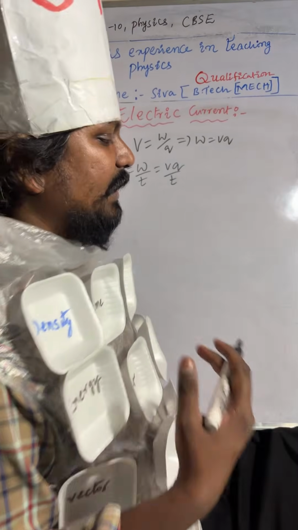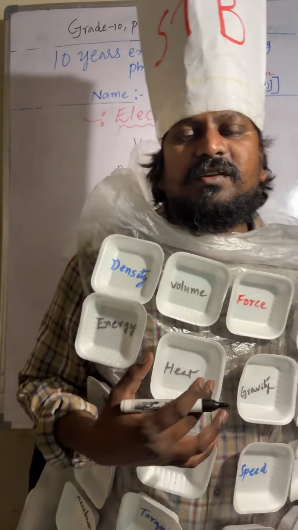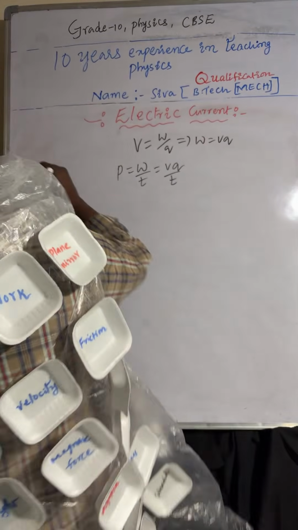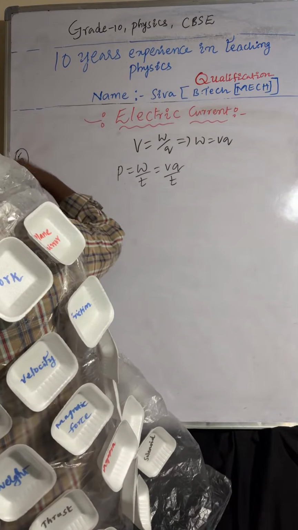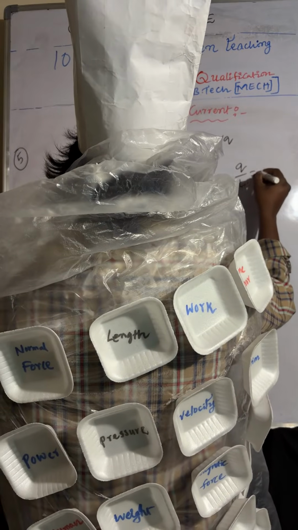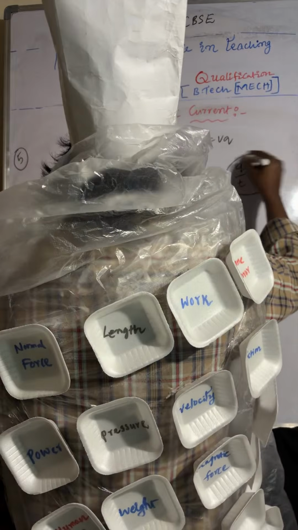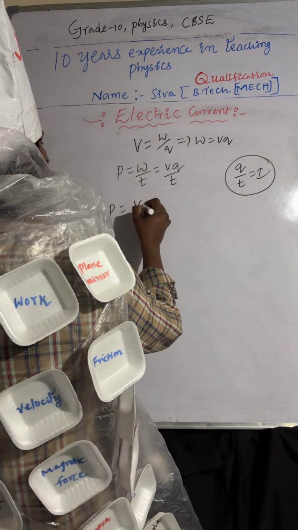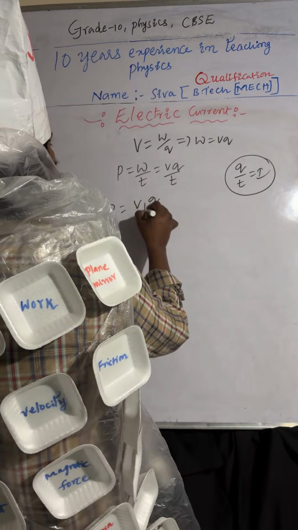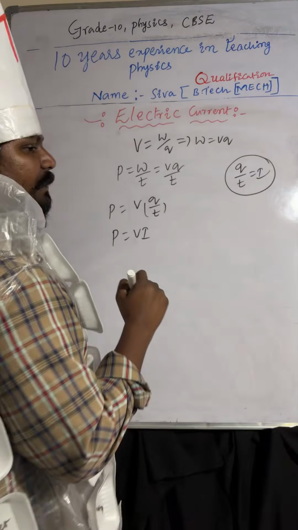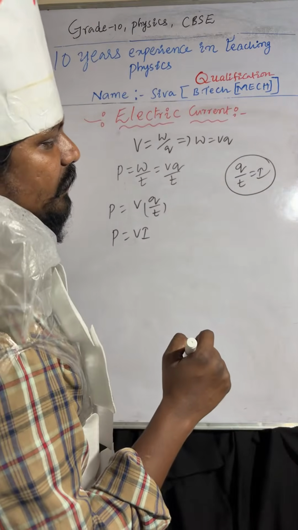We know the rate of flow of charge is called electric current. Q by T equal to I. So that's why I'm taking P equal to V into Q by T, that is nothing but I. So P equal to VI. Understood or not?